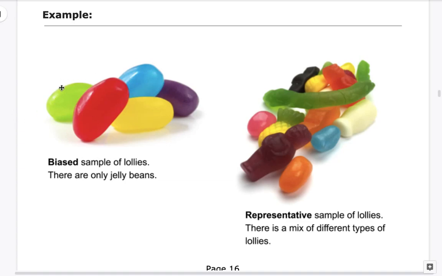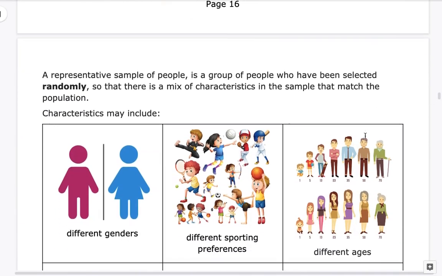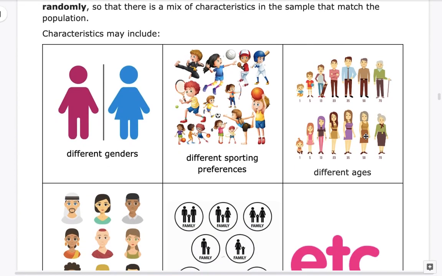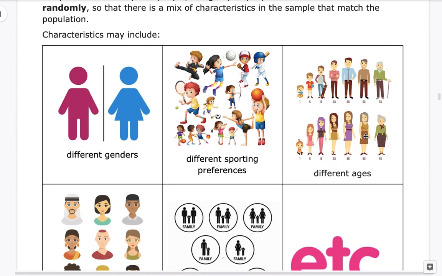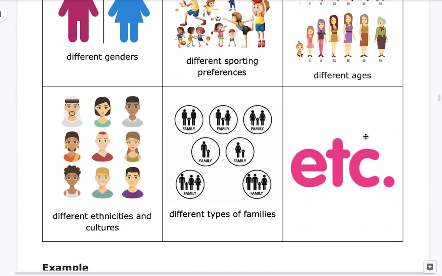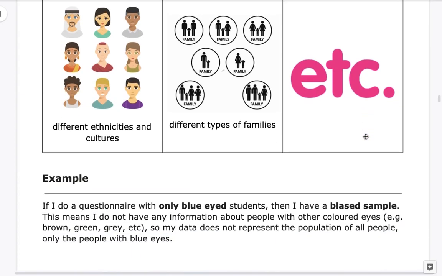So here's an example of what a biased versus representative selection of lollies would be. A bias means they're all jelly beans, okay? They're all similar in some way. Whereas representative means there's a mixture of different lolly types, different colours, different sizes, different flavours, all of those things. So if I want to be randomly choosing them, I will get a mixture of characteristics. So things like different genders, ages, sporting preferences, ethnicities, cultures, family type, you name it. Everything that makes us who we are will be completely mixed with a random sample.